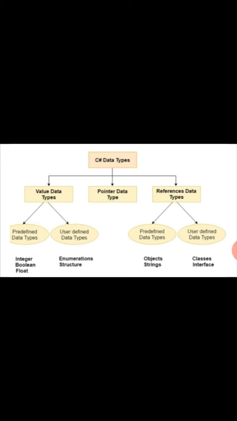Then, which are the symbols used in a pointer? First is asterisk and ampersand. Ampersand is the address-of operator, and asterisk is the indirection operator. Ampersand determines the address of a variable. Asterisk accesses the value of an address.